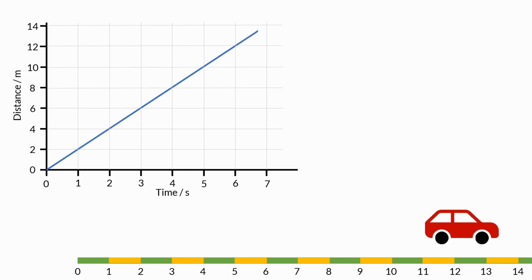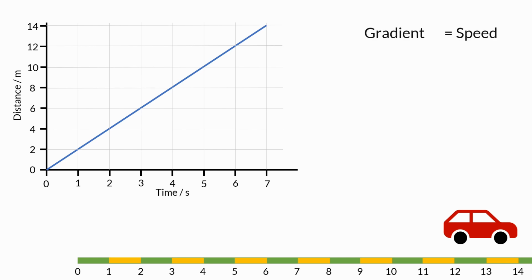The advantage of this means it allows us to tell how far the car has gone at any particular time. We can also work out the average speed of the car from this graph, and that's by using something called the gradient. The gradient of this line equals speed.